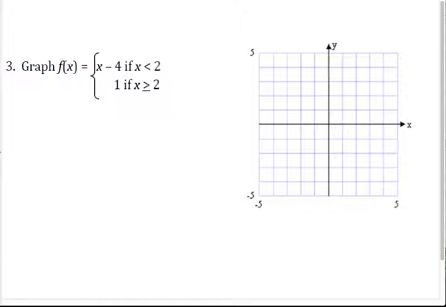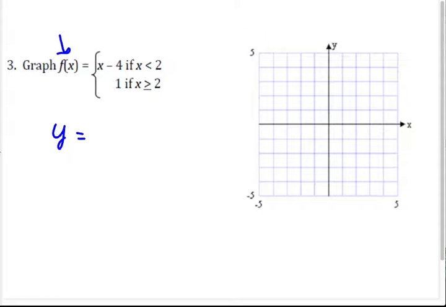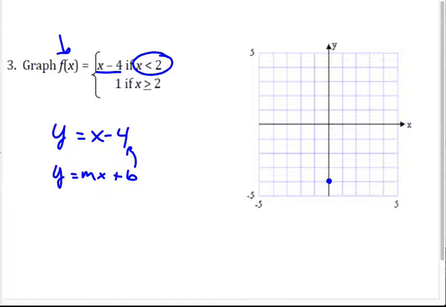Remember, f of x is the same as y. y equals x minus 4. We'll get to the if x is less than 2 in a little bit here. Slope-intercept form, y equals mx plus b form. There's my y-intercept, negative 1, 2, 3, 4. And my slope, well, it's 1x, so that's 1 over 1, up 1 over 1, up 1 over 1. And it just kind of continues on like that. Or you can go down 1 and back 1, just the opposite.